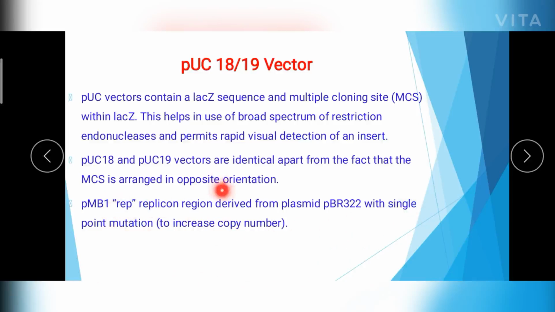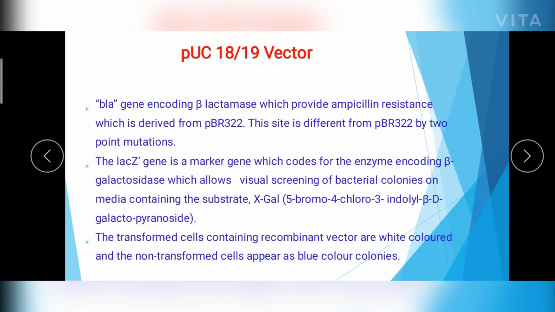It is derived from pBR322, but it has a single point mutation. So these pUC18 or 19 vectors lack the ROP gene, that is, the repressor of primer gene, which is lost due to mutation. Due to this mutation, the pUC vectors have a high copy number. The replicon is more relaxed, and you will get a high copy number in this type of vector. And the ampicillin resistance gene is derived similar to that of pBR322, but it has 2 point mutations.